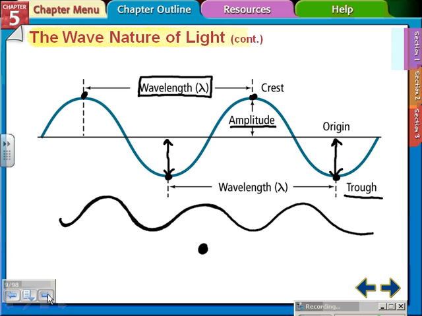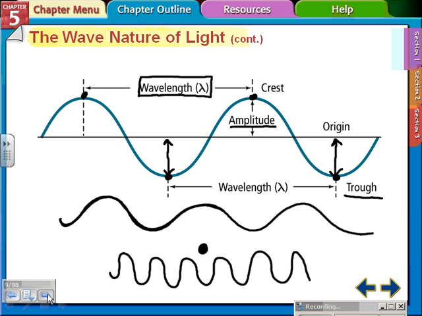So if I have a longer wavelength like this versus something with a shorter wavelength like this, one is going to have a greater frequency than this wave right here. Basically, the correlation between wavelength and frequency is the shorter the wavelength, the higher the frequency, or the more times a particular wave will pass a given spot in space.